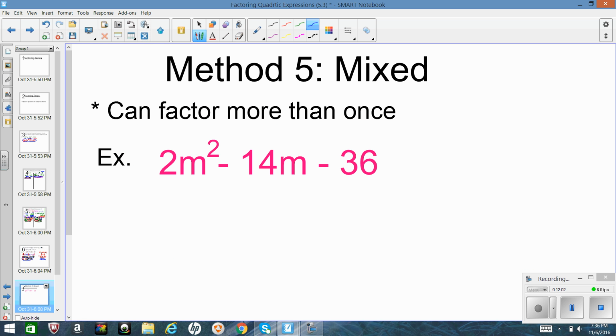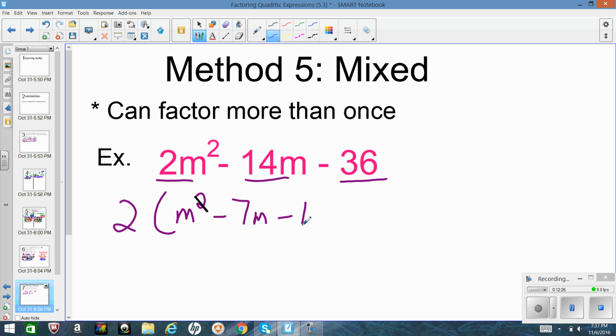Method 5, mix. So again, you can factor more than once. If we look at all of these terms, the first thing we can take out is the greatest common factor, and the greatest common factor would be 2. So I'm going to take out a 2. I would have m squared minus 7m minus 18 when I do that.